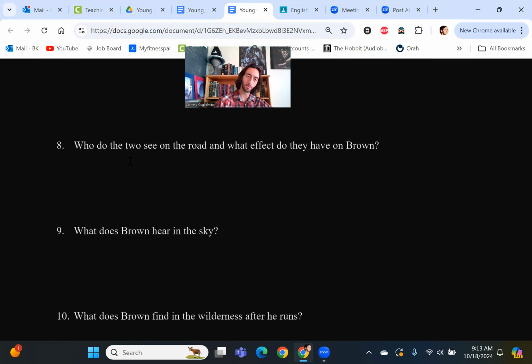They see his catechist teacher. And what effect does that have on him? It shocks him. It demoralizes him. It makes him doubt everyone around him.